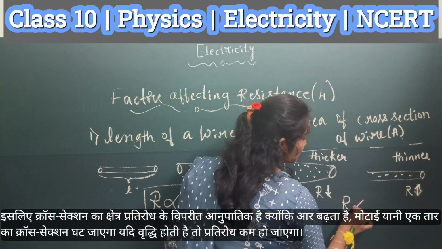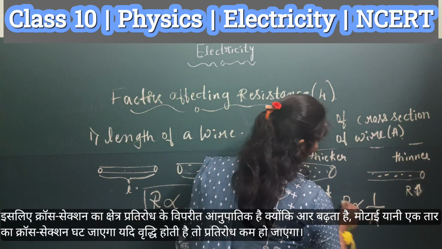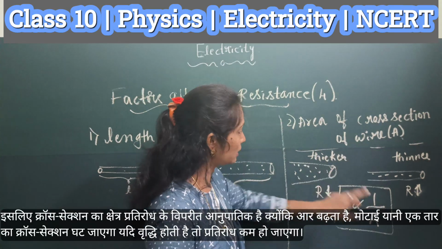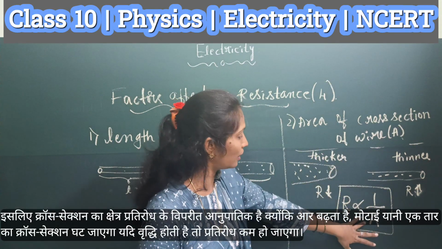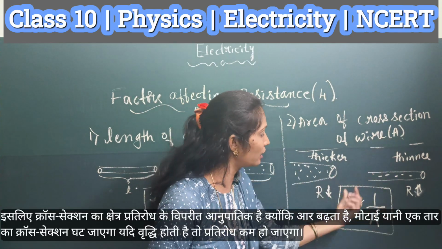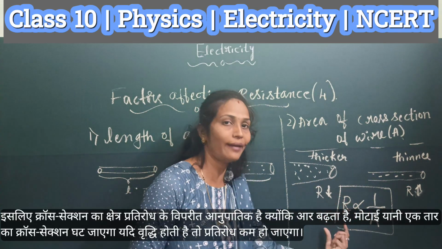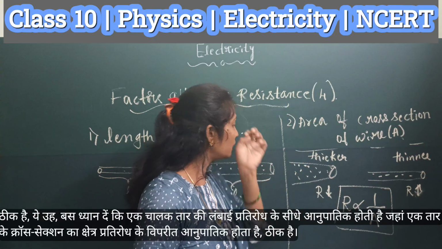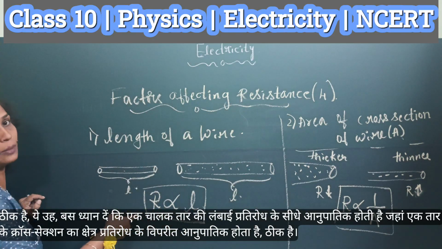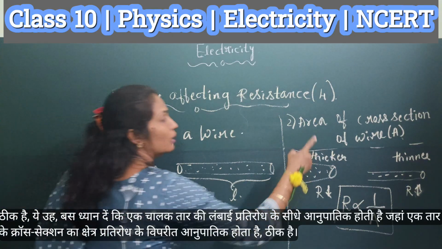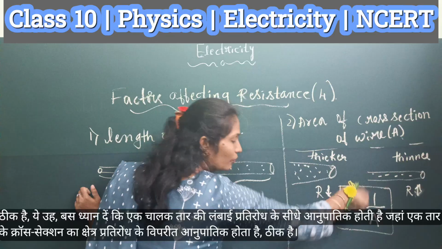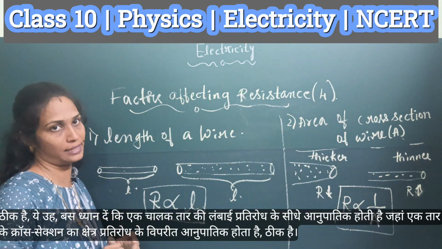So area of cross section is inversely proportional to the resistance. As R increases, the cross section of the wire decreases. If A increases, the resistance decreases. Just note down: the length of a conducting wire is directly proportional to the resistance, whereas the area of cross section of a wire is inversely proportional to the resistance.